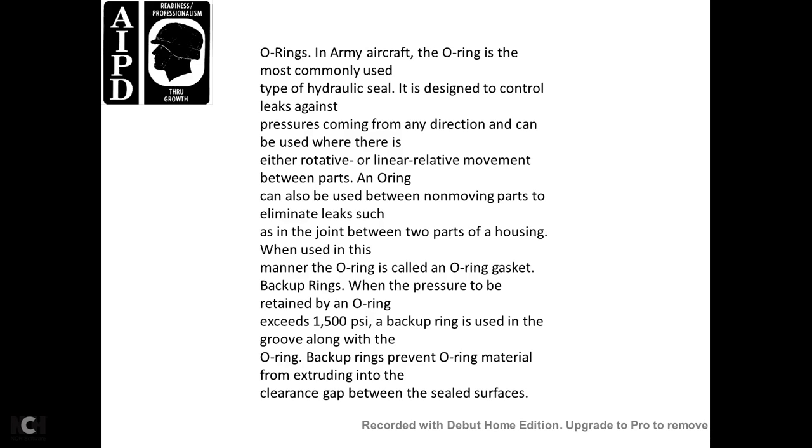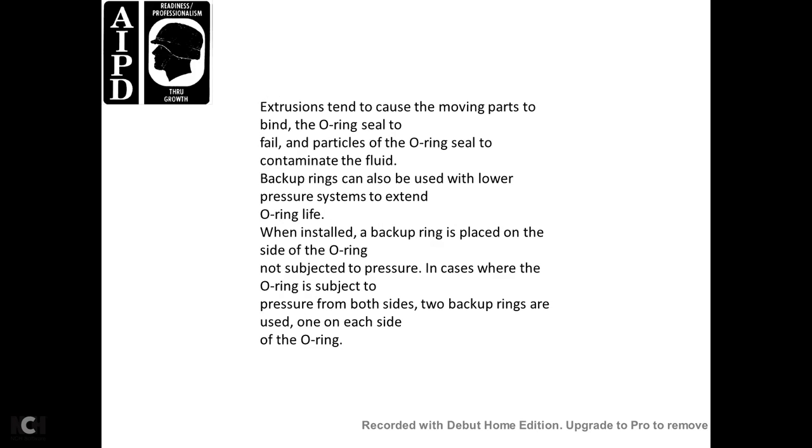Backup rings. When the pressure to be retained by the O-ring exceeds 1500 psi, a backup ring is used in the groove along with the O-ring. Backup rings prevent the O-ring material from extruding into the clearance gap between the seal surfaces. Extrusion tends to cause binding of the moving parts and failure of the O-ring seal, with particles of the O-ring contaminating the fluid. Backup rings can also be used in lower pressure systems to extend the O-ring life.